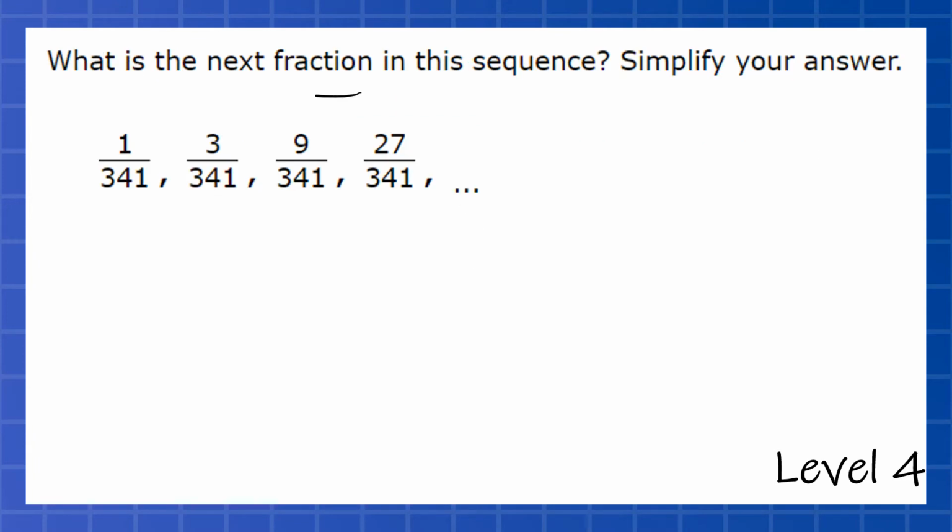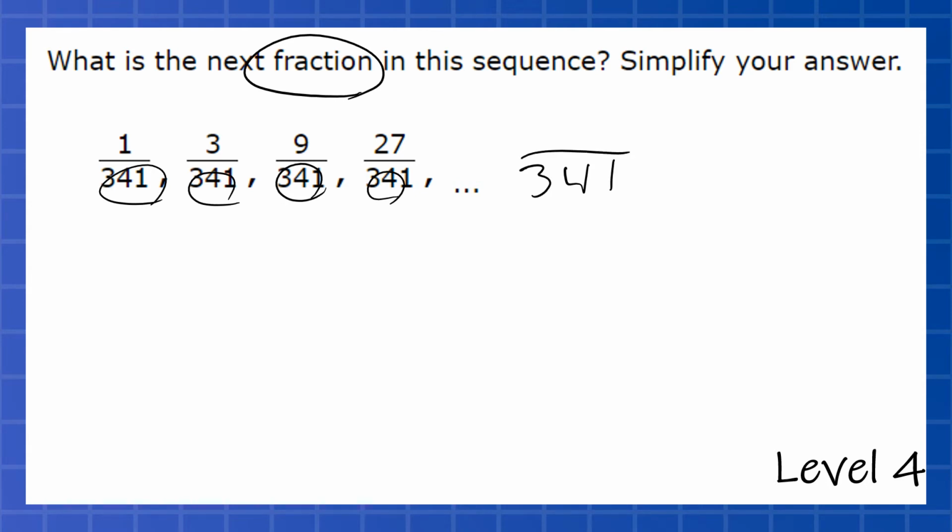We kick it up a notch when we do fractions, okay? But fractions aren't meant to be scary. We can notice that the denominators are all the same. So guess what? The denominator is still going to be the same on the next number. Except what's happening in the numerator? The numerator is multiplying by 3. So if we multiply 27 times 3, we end up with 81.